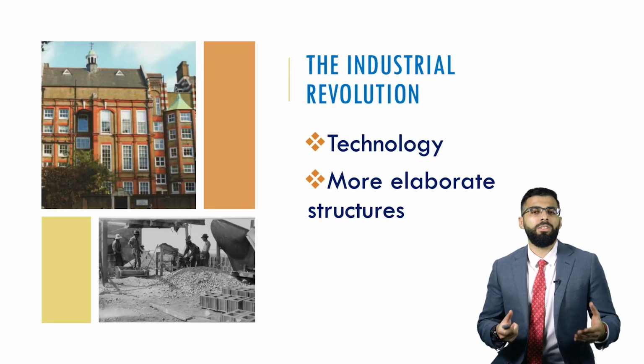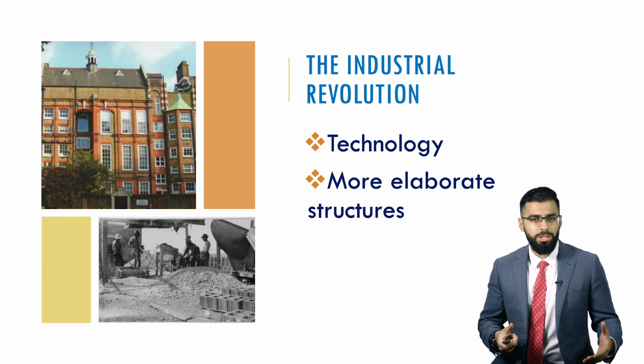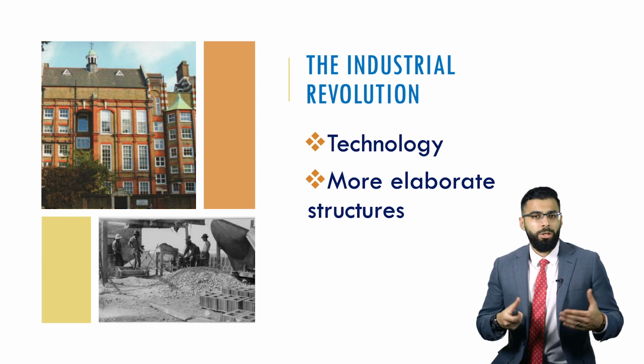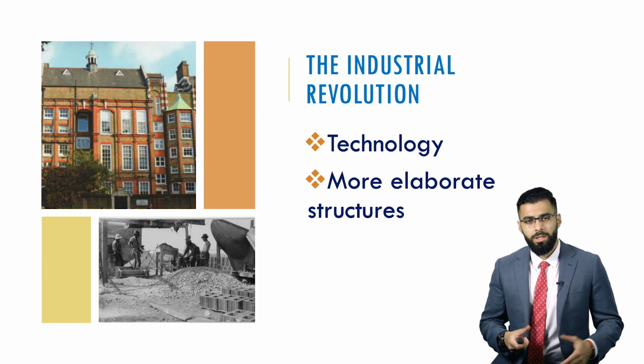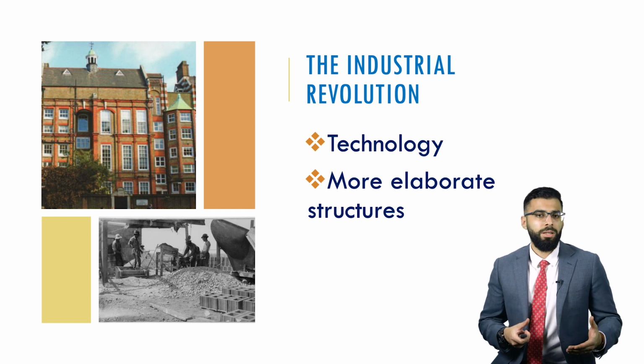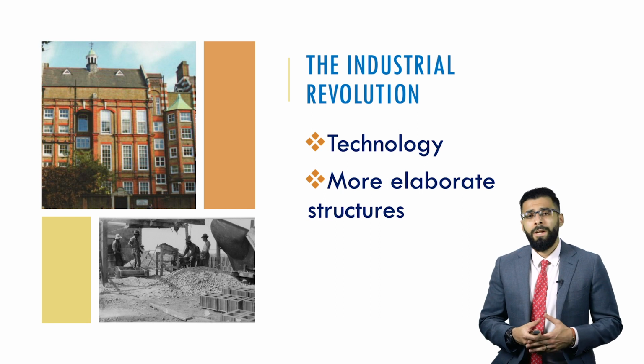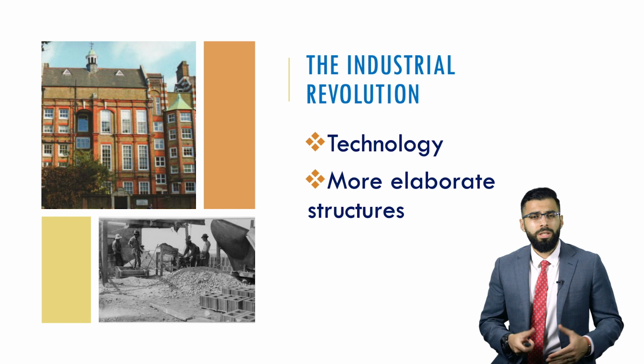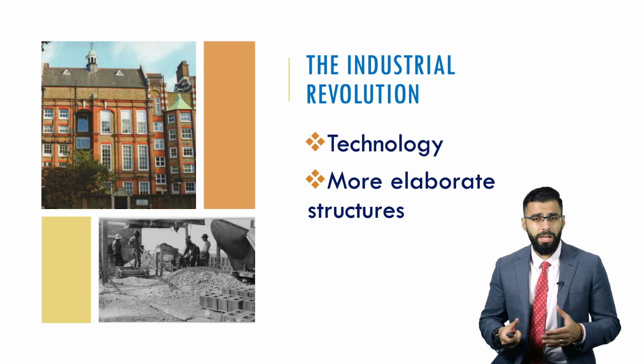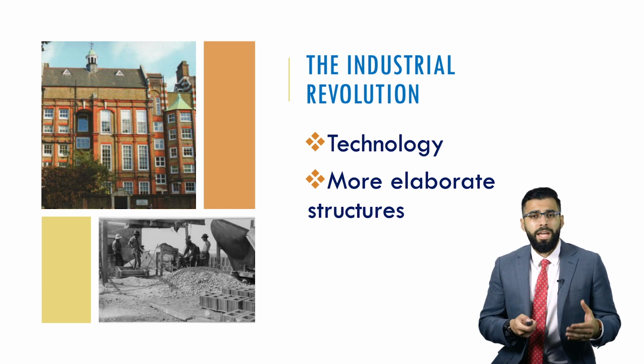And then came the Industrial Revolution. With the Industrial Revolution there was technology that started to be utilized in the construction process. It was easier now to quarry your materials, it was easier to transport these materials, and so you ended up with more elaborate structures. It was more of a systematic way of building, and the utilization of stone started to fade away.